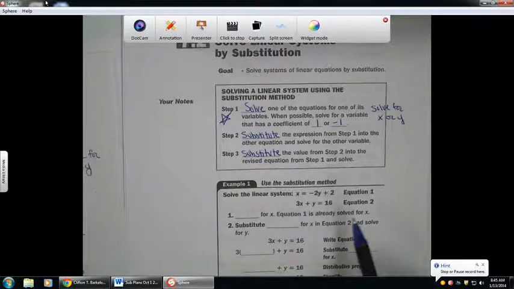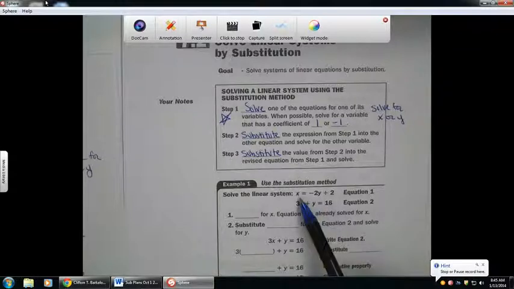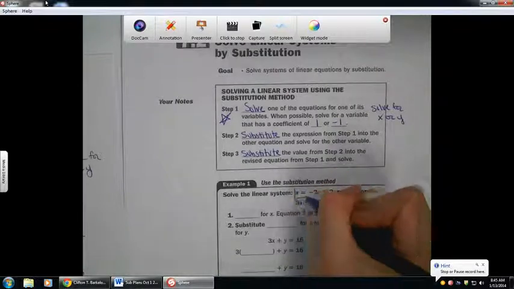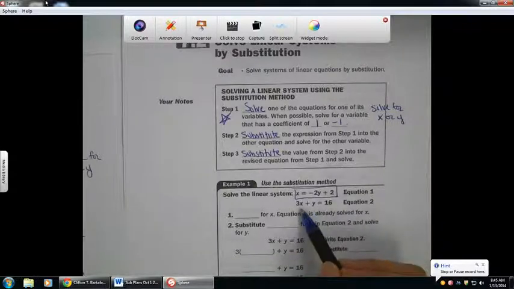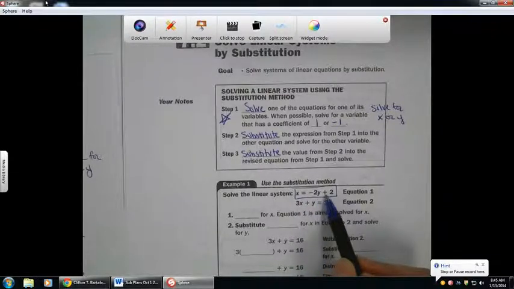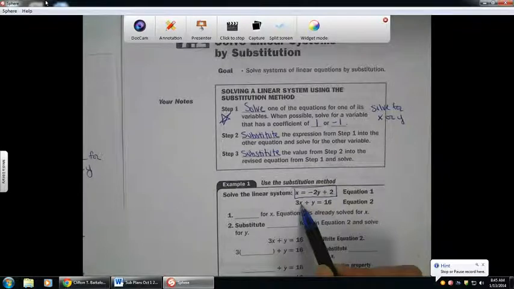If you look at example 1, we have x equals negative 2y plus 2, and the second equation is 3x plus y equals 16. The first equation is already solved for x, so we don't have to do any extra work. We are going to use the first equation because it's already solved for x, and we're going to substitute the first equation into the second equation for x. So the first equation, x equals negative 2y plus 2, we're going to substitute what x is equal to in for x in the second equation.